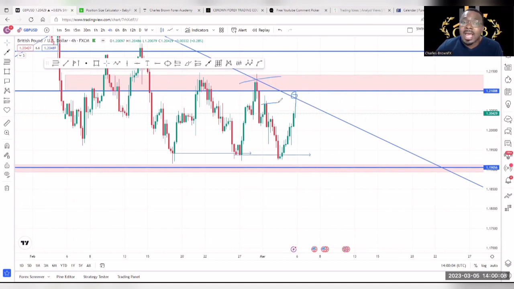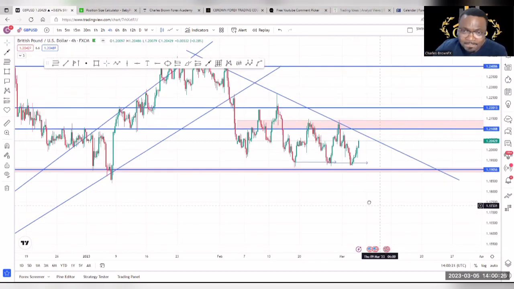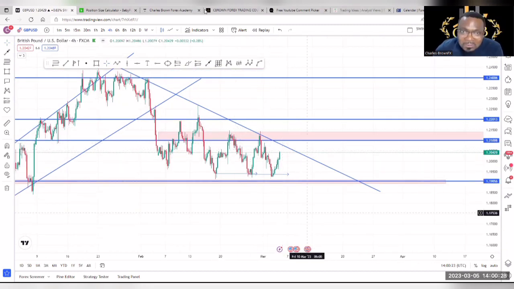It could break this high, that's fine, but this is the major high I'm looking at that price may get to. So it may get up here and then we'll see a massive drop again. Now, this one is still a sell trade for the week. I'm still looking at a sell market.